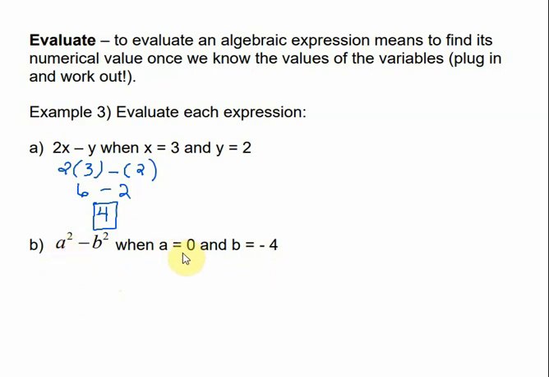Okay, so I'm going to plug in 0 for a, and that's squared, minus negative 4 for b, and that's squared. If I square 0, I just get 0. Minus, when I square a negative 4, negative 4 times negative 4 is a positive 16. Now this negative sign just got brought down, and the negative 4 turned to this 16. So 0 minus 16 would just be negative 16. All right, and that's how we evaluate an expression.